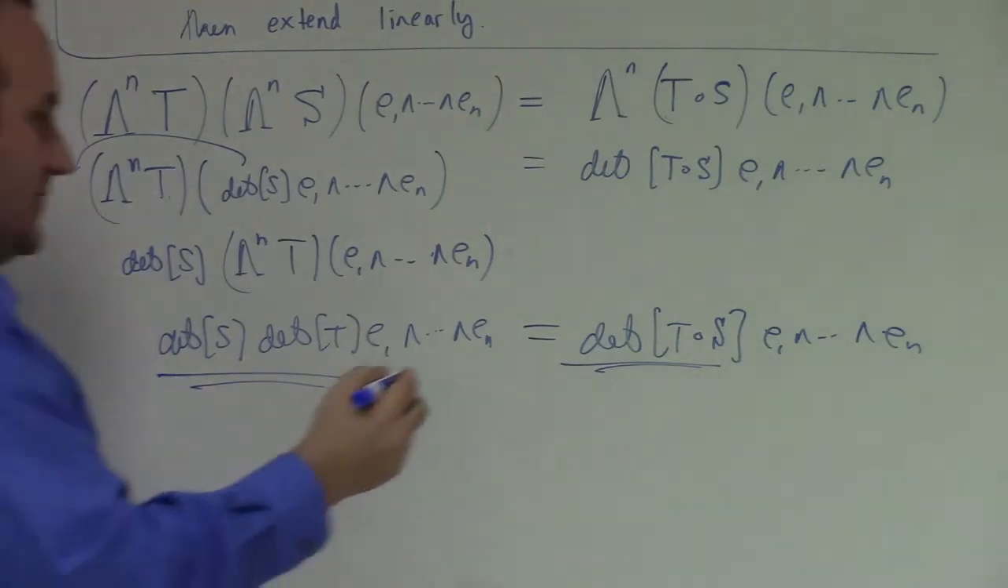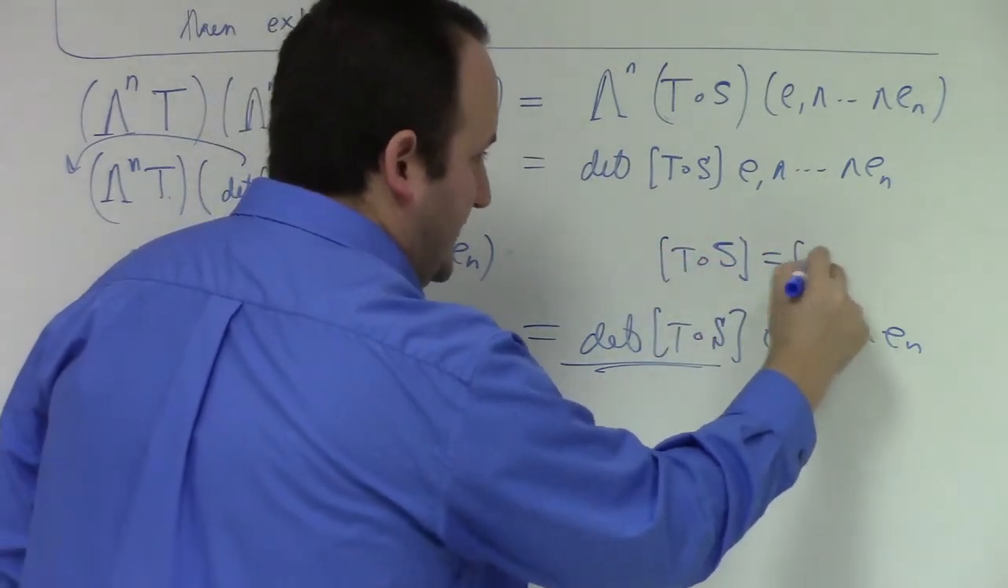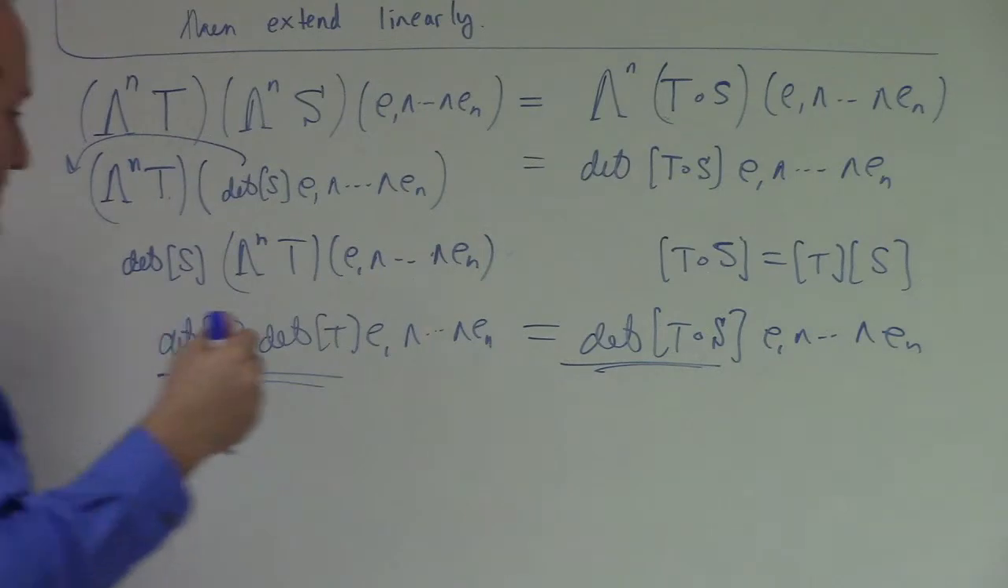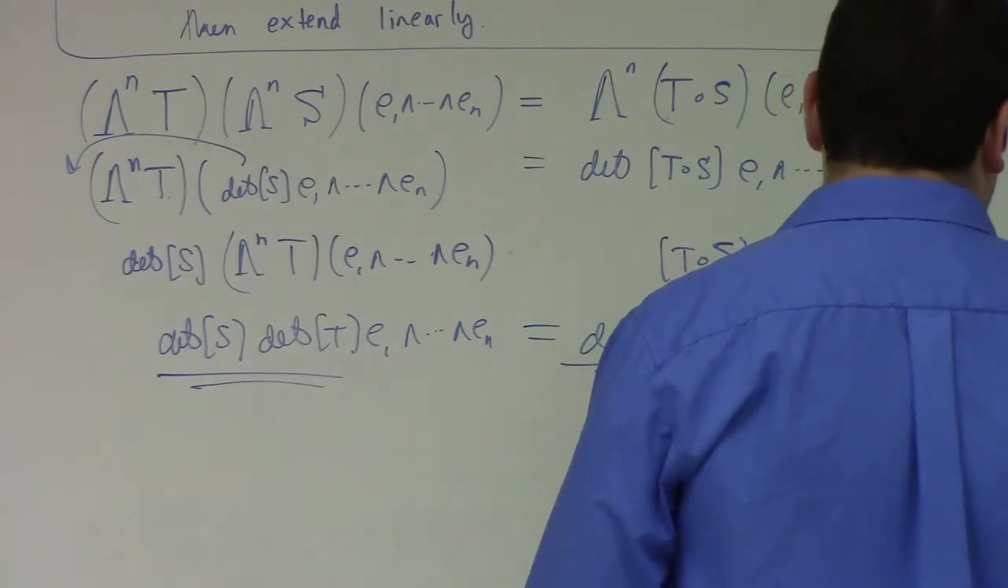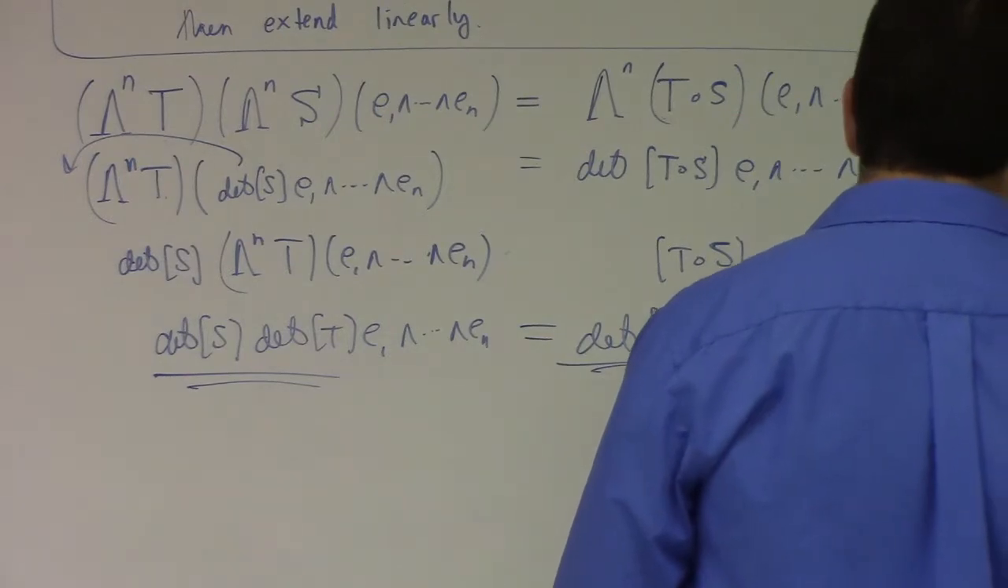But of course, we also have the theorem that this is the matrix of T multiplied by the matrix of S. That's true for standard matrices, but it's also true with respect to an abstract basis. The matrix of the composite is the product of the matrices of the linear transformations being composed. That's true both in the standard matrix case and in this case. And so we get that the determinant of A times the determinant of B is equal to the determinant of AB for all A, B.